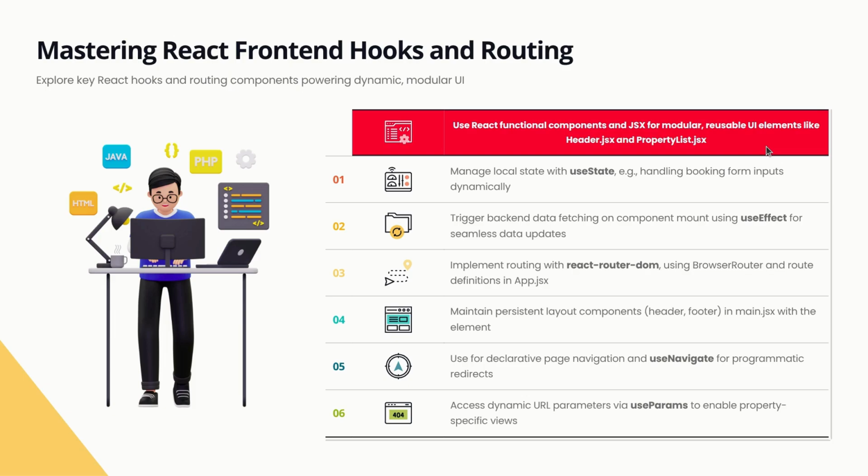The useState hook manages the local state within the components. An example given is handling dynamic booking from endpoints. useState returns the current state and the function to update it, triggering re-renders when the state changes.